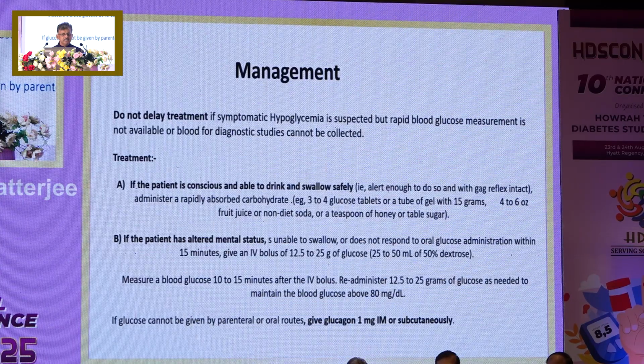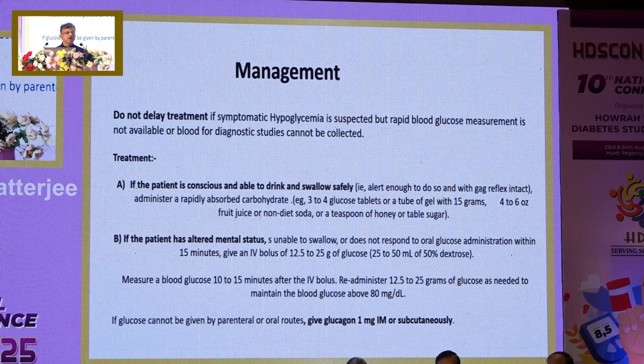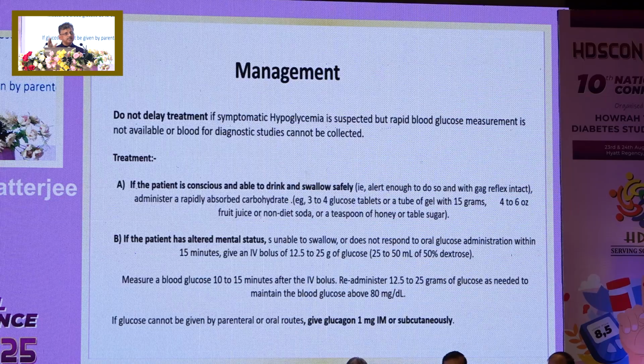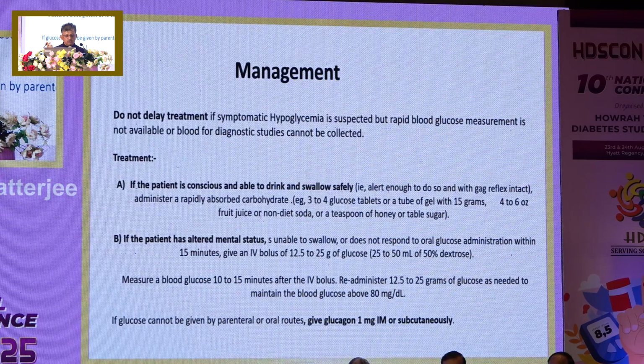If the patient is very sick, give IV glucose, and if you have access to glucagon, you can give a glucagon injection to raise the blood glucose. Regarding glucagon, it is very short acting, so it can raise blood glucose level, but you have to back it up with IV or oral glucose. So this is in short the management.